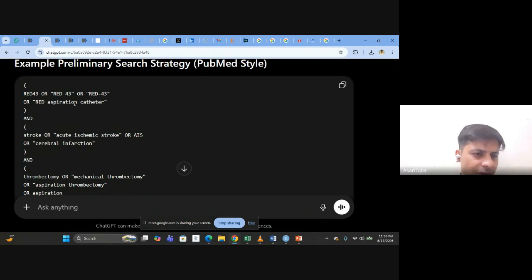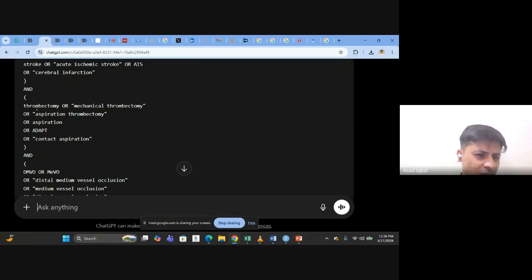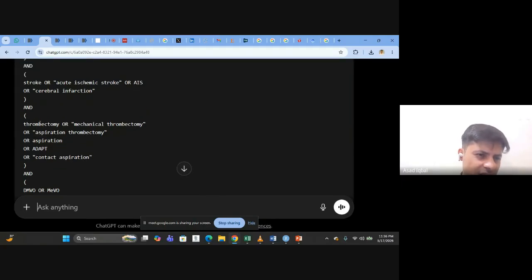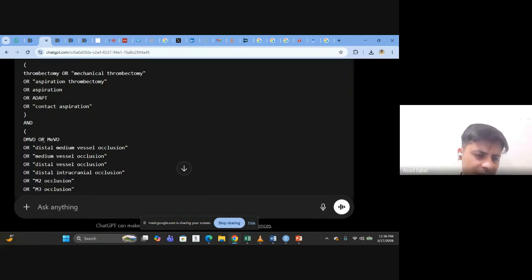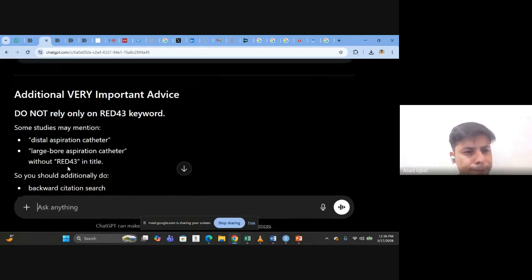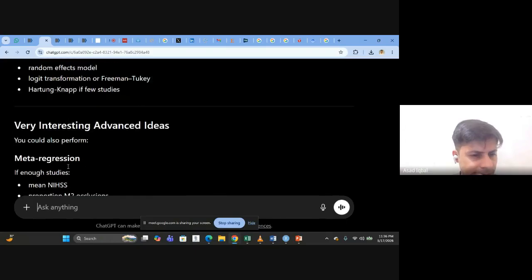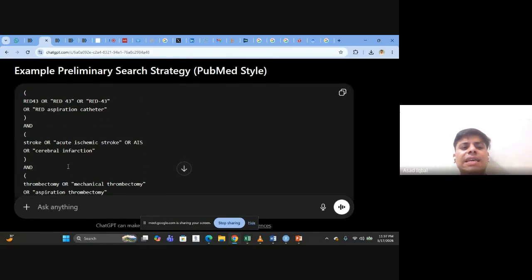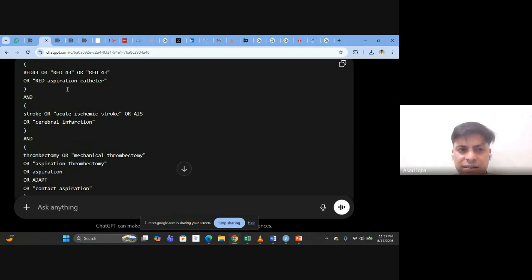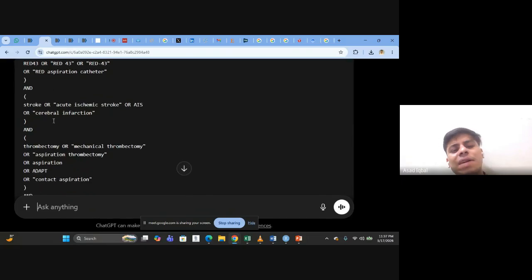So this is our device. And this is our population. This is thrombectomy. The thing is that this strategy has multiple ANDs, 1 and 2 and 3, and when your search strategy has more ANDs, you will have really fewer publications.